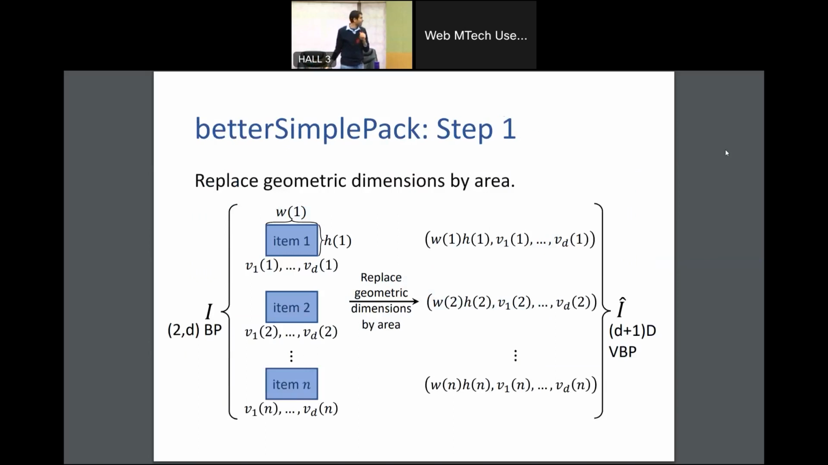So I'll talk about what the better simple pack algorithm is. Let's say we are given a set I of 2,DV items, and the first step of this algorithm is that we replace the geometric dimensions of the item by its area, and this gives us a DV plus 1 dimensional vector bin packing instance, which I call I hat.